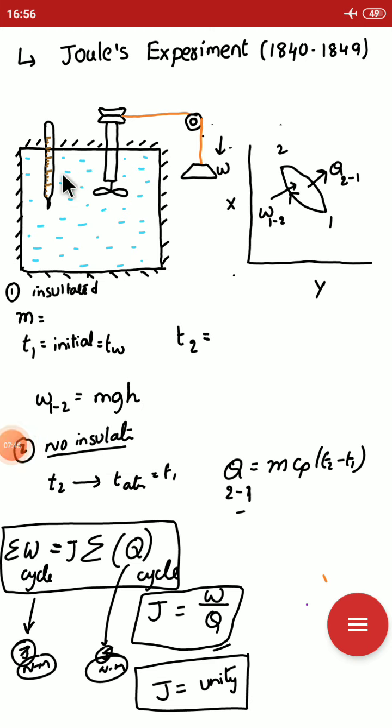Joule did so many experiments. He also did an experiment where, instead of water, he replaced it with mercury. He did the same experiment, and he concluded that whatever fluid is used here, he gets the same conclusion: the cyclic integral of all the work done is proportional to the cyclic integral of the heat transfer, and the summation of all work done is equal to the summation of all the heat transfer through a complete cycle.